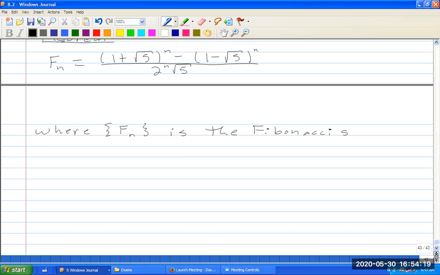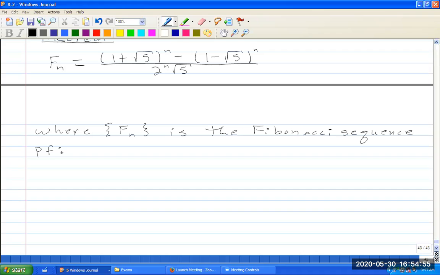Okay, so let's show that. First, let's look for what the solutions of that previous equation looked like. Let's try to solve the quadratic equation, x squared equaling x plus 1, using the quadratic formula. Okay?